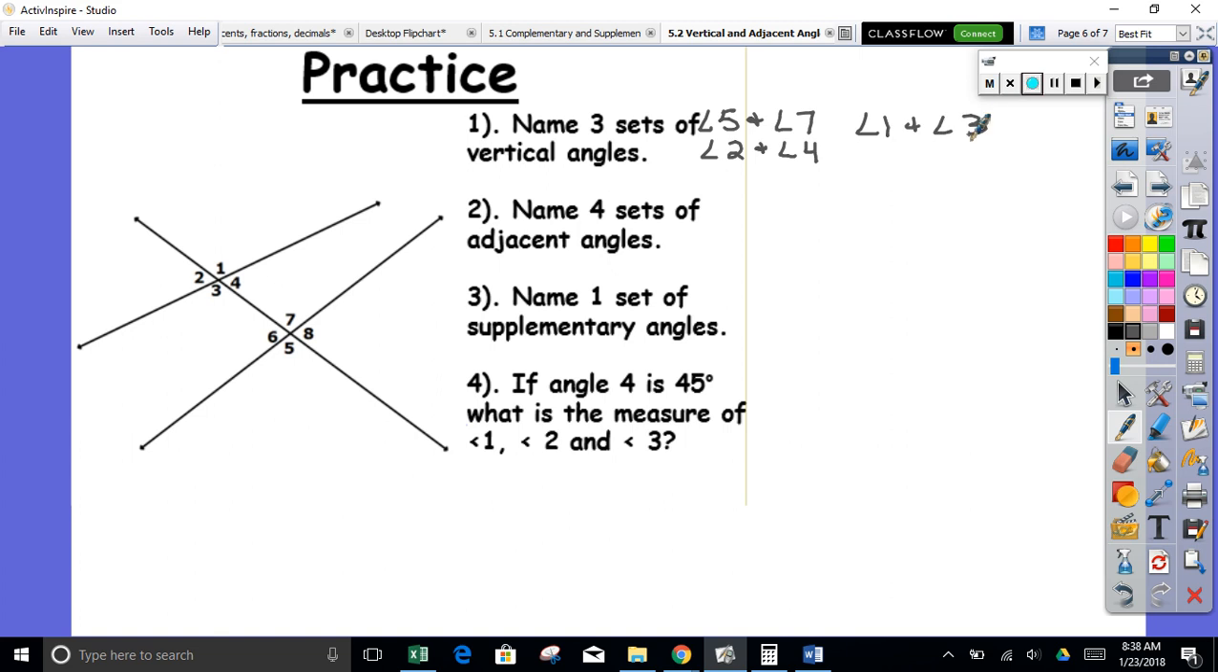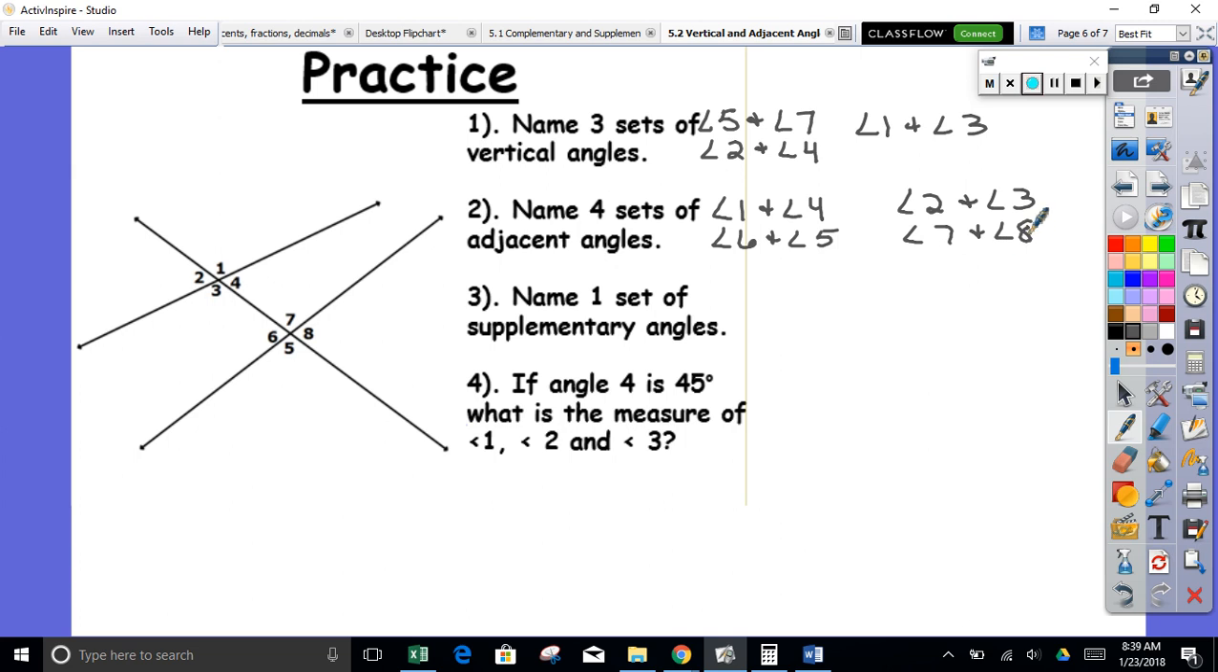Okay, now 4 sets of adjacent angles. Carly, give me one. Angle 1 and 4. Good. Irene, another one. And then angle 6 and angle 5. Good. Reed, another one. Angle 2 and 3. Good. You had to check to make sure the one you were going to say wasn't up there, huh? And the last set, Violet. 7 and 8. Good.